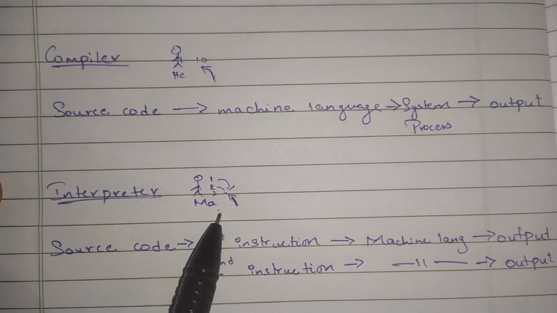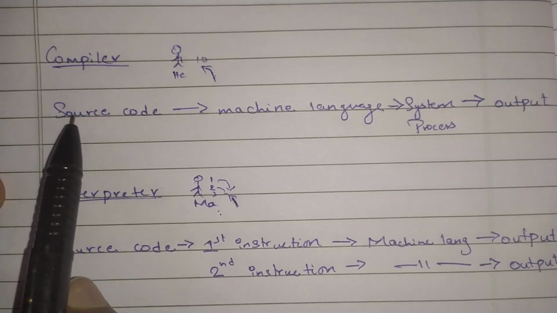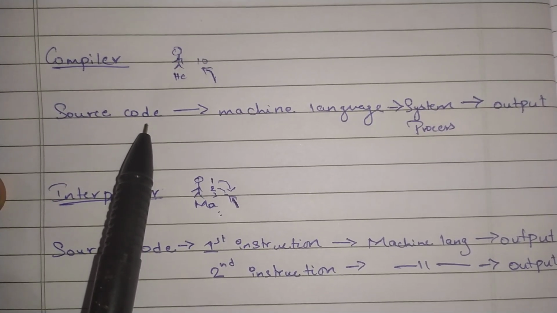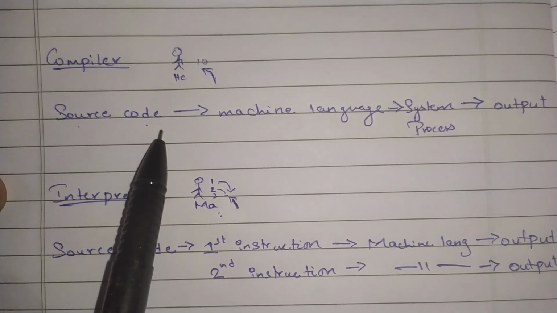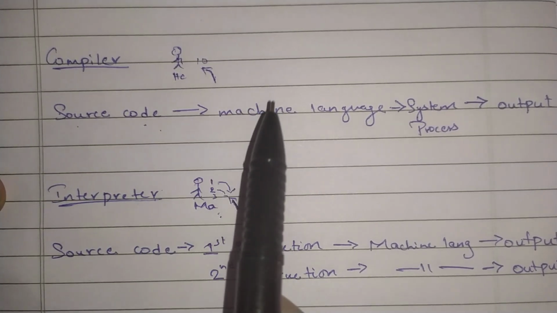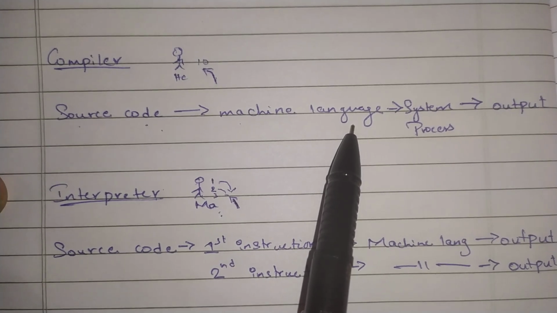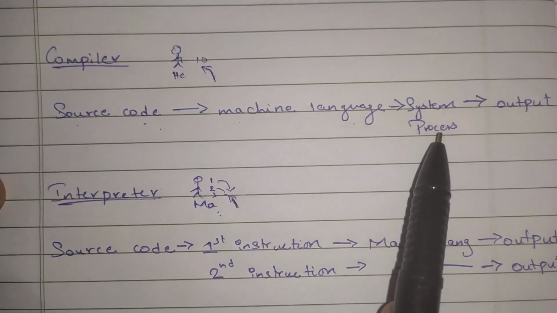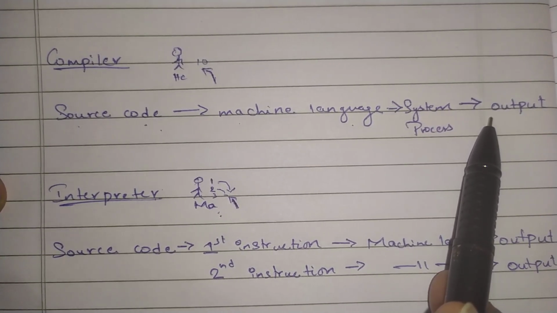Let me explain the compiler now using these examples. First of all, there will be source code. All the code we write in the system is known as source code. This source code is converted to machine language as zeros and ones, the system processes it, and you get the output.